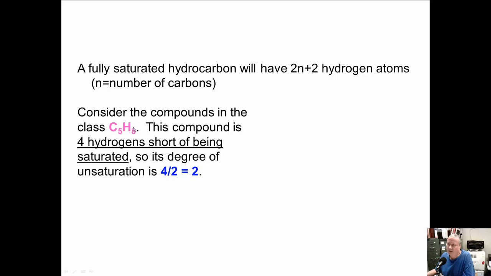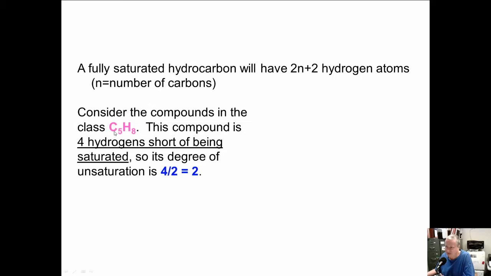Consider compounds in C5H8. So this is four hydrogens short of being saturated, right? Because if it was saturated, it would be C5H12, all right? I'm going to give you a really cool formula in a second. I have my own special formula that I always use that's really cool to figure out degrees of unsaturation. But for now, let's just consider these molecules in C5H8.